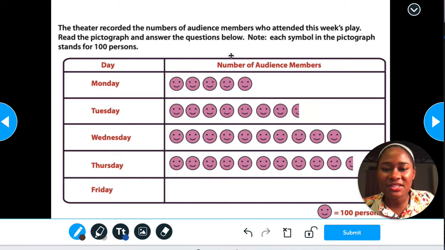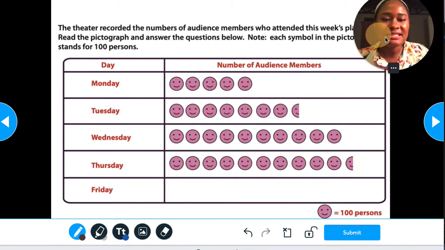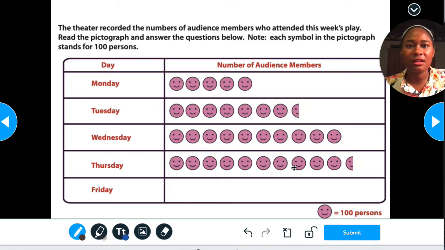In this picture graph, you see it's got a title up here, number of audience members, and it's got categories, days of the week, Monday through Friday. Instead of a scale, like we see in the bar graph, we have a key. The key is a picture or symbol that represents a certain amount. In this particular picture graph, we have a smiley face, and that represents 100 persons or 100 people.